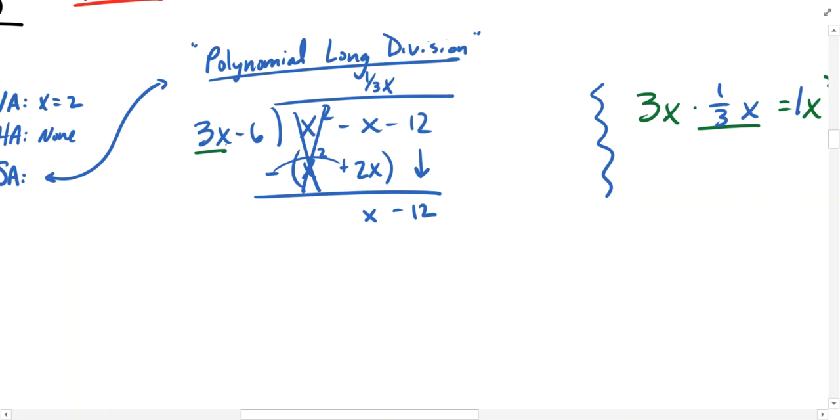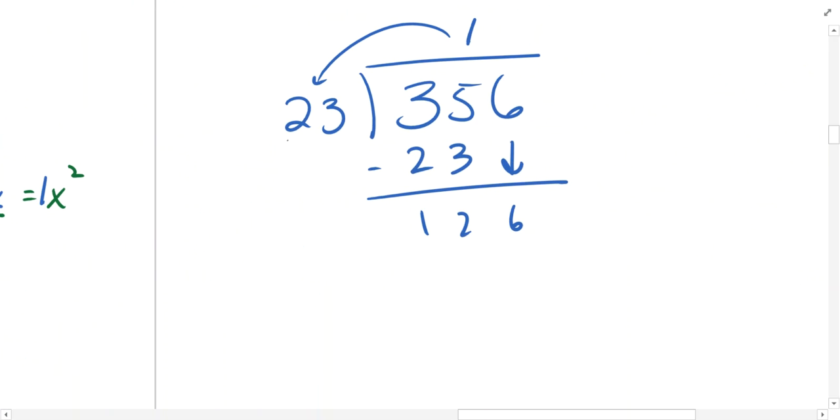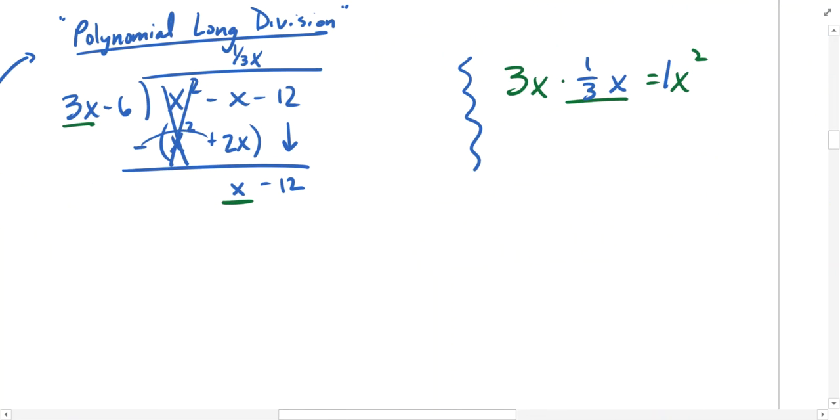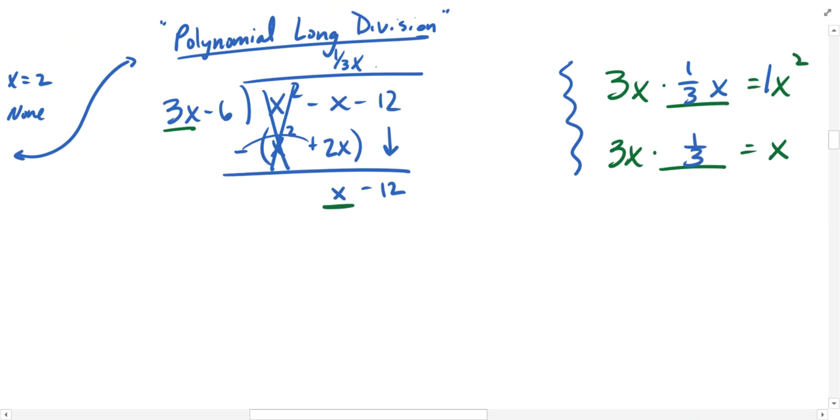And now I'm thinking to myself, 3x times what will equal x? Kind of like in this process here, I'd now be guessing how many times does 2 go into 12, or how many times does 23 go into 126. That would be my next guess that I place here. So in this example, I'm thinking to myself, 3x times what equals x, and that's pretty straightforward. 3x times 1/3 would equal x. So I'm going to guess 1/3 here.